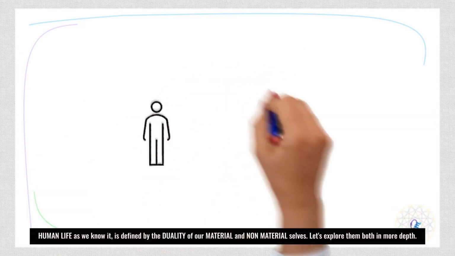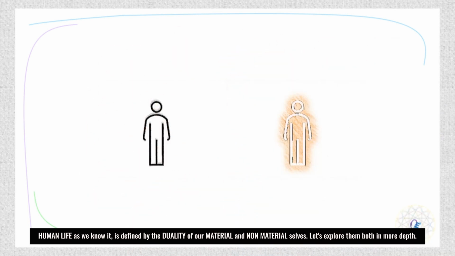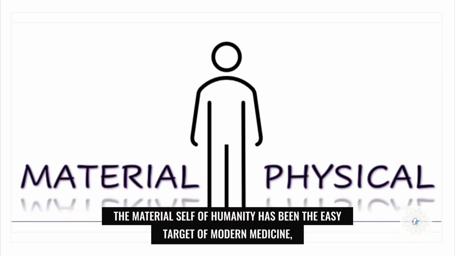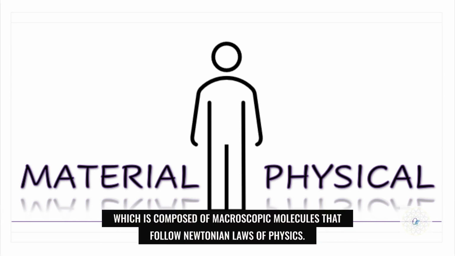Human life as we know it is defined by the duality of our material and non-material selves. Let's explore them both in more depth. The material self of humanity has been the easy target of modern medicine, as it focuses on our structural, physical body, which is composed of macroscopic molecules that follow Newtonian laws of physics.